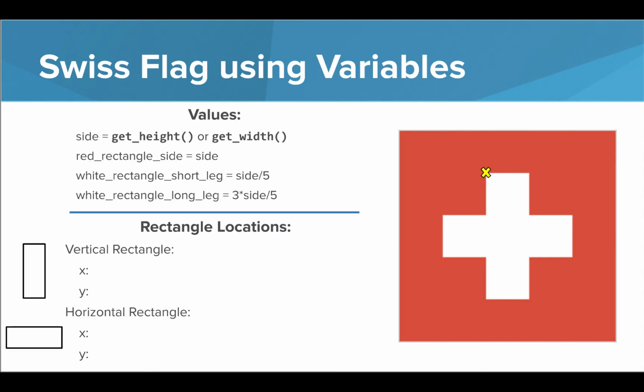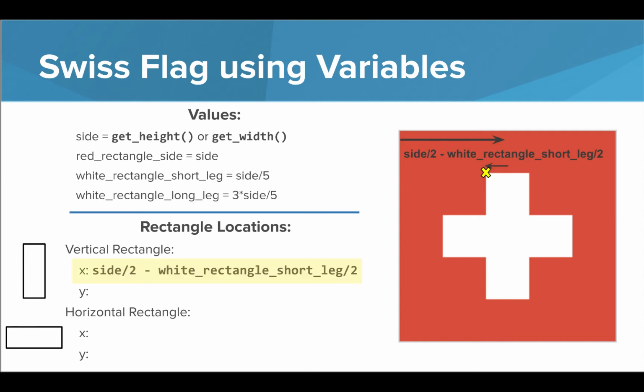Let's start by finding the x-coordinate of the location of the vertical rectangle. We know that the entire width of the canvas is saved in the variable side, which means that half of this value would be side divided by 2. The width of the vertical rectangle is saved in the variable white rectangle short leg, so half of it would just be white rectangle short leg divided by 2. We can subtract these values to find the x location of our vertical rectangle.